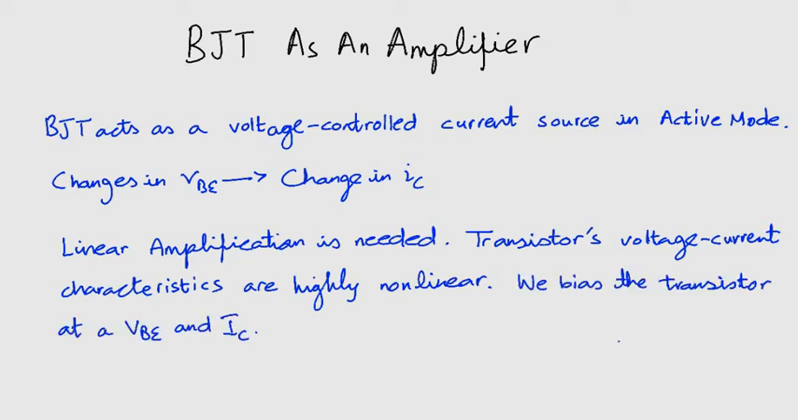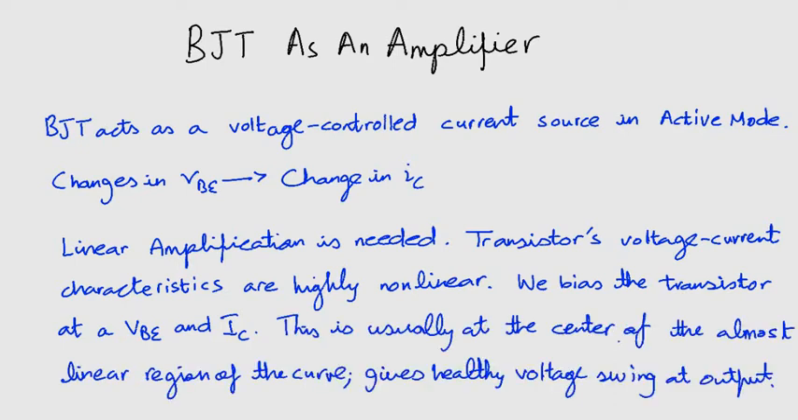This bias point is deliberately kept in the middle of the characteristic curve. Why? Because that part of the curve is almost linear and also allows for a healthy voltage swing at the output. So if you superimpose a small signal, small v be, on the DC voltage VBE, it is going to be amplified linearly, and even though the output is the current, we can simply pass the current through a resistor to achieve voltage amplification.